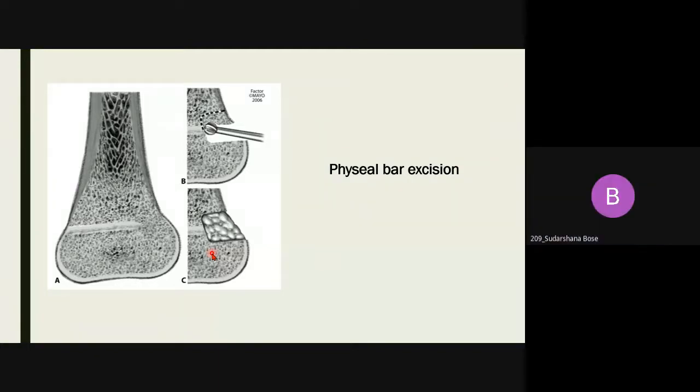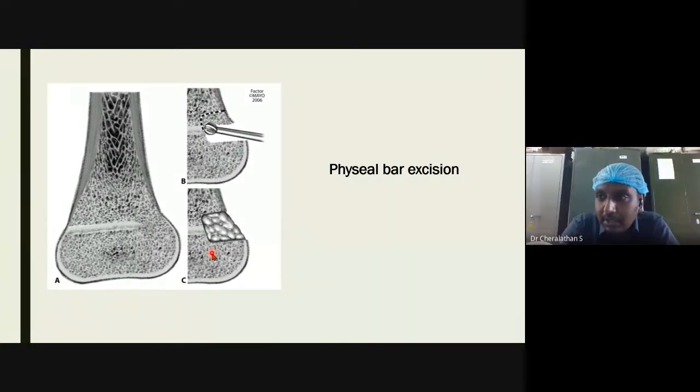Yes, sir. Okay. Any other doubts? So there won't be any more lengthening of the bone on one side, where we're excising the physeal bar from? Usually the problem is the physeal bar there. You are concerned about the overall lengthening.